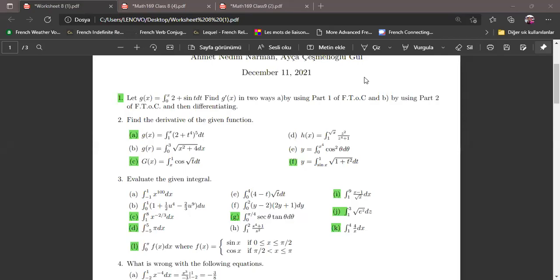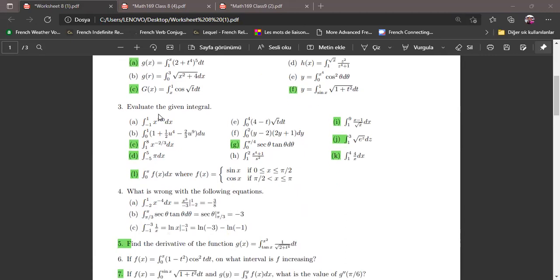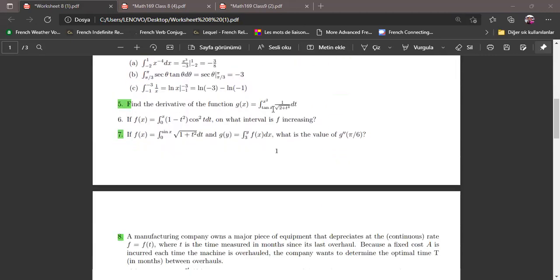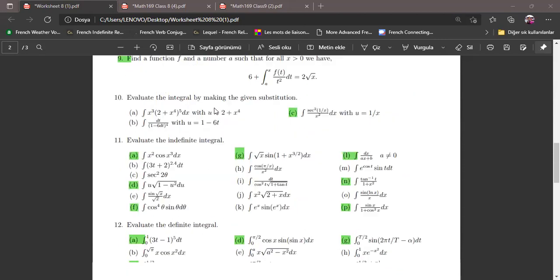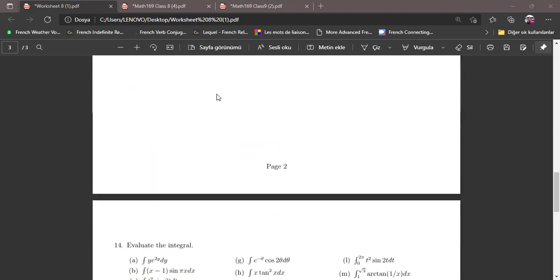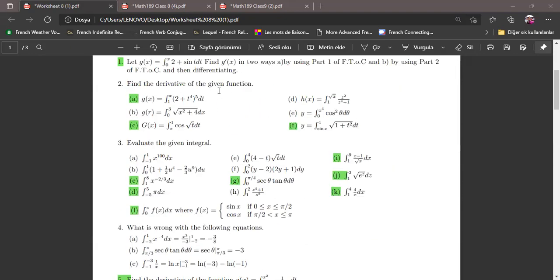Hi guys, we will solve these questions. This is worksheet 8, right? So I will solve all of the questions except the last one. We will solve them online. So let's start with the first one.